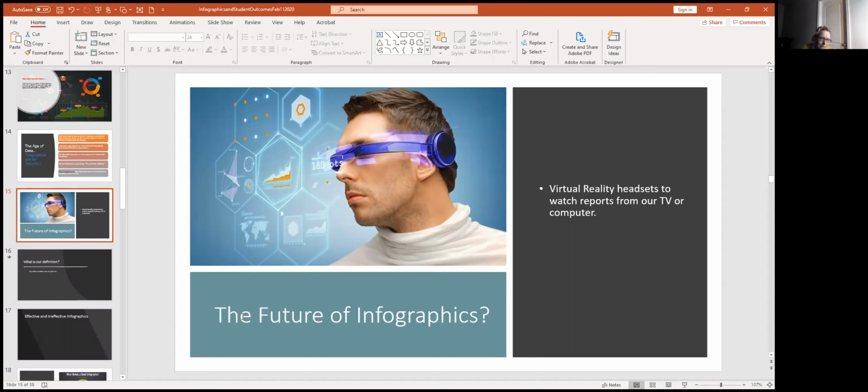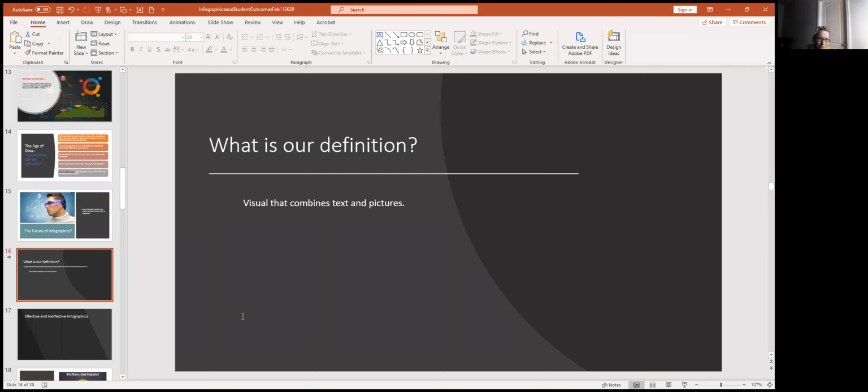So I wanted to have all of this in mind. Of course, my students do not have virtual reality headsets at this time. If I could get a grant and put those in the classroom, I would love to have virtual reality infographics, but at this time my students just had the general infographics that we're talking about.